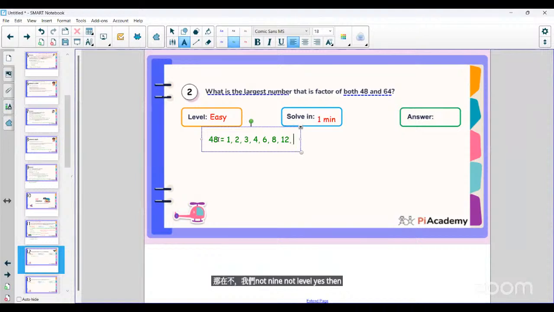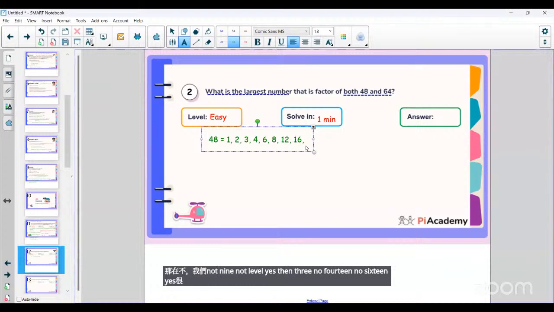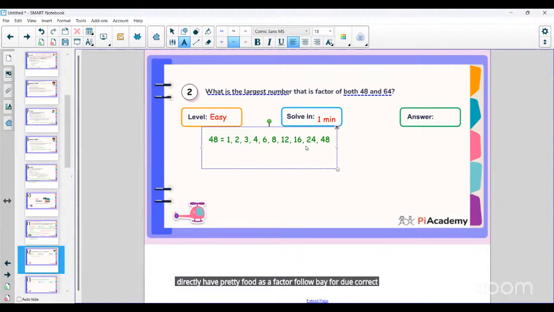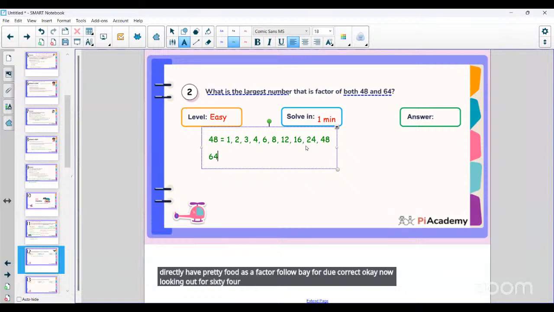Then 13, no. 14, no. 15, no. 16, yes. And likewise, I guess then we will directly have 24 as a factor followed by 48. Correct? Okay. Now, looking out for 64.